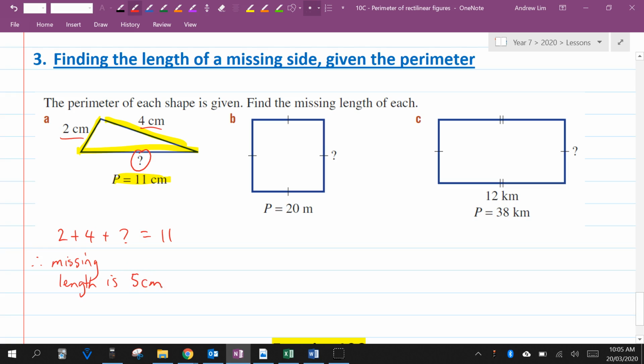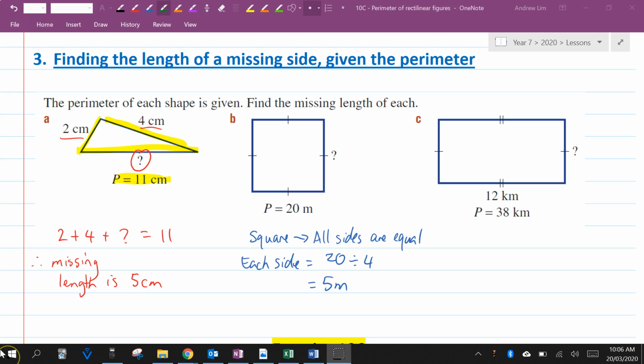Pause the video, have a go with questions B and C yourselves, and when you're ready to check your answers, you can continue the video. Okay, so here we can see in question B, it's a square, so all sides are equal. Therefore, each side is just 20 divided by 4, which is 5, so it's 5 meters.